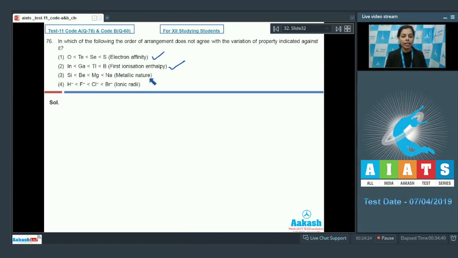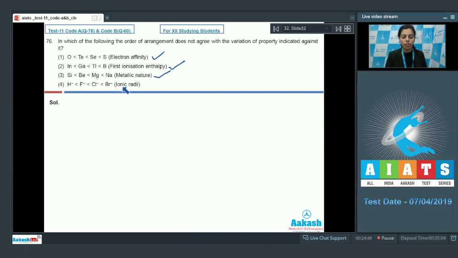After that, silicon, beryllium, magnesium and sodium on the basis of metallic nature. As we move left to right in a period, metallic nature decreases. Sodium is the element of group 1 while magnesium is the element of group 2. Beryllium is also present in group 2, but down the group metallic character increases. It means magnesium is more metallic as compared to beryllium. Then there is silicon, the element of group 14. So this order is also correctly given.